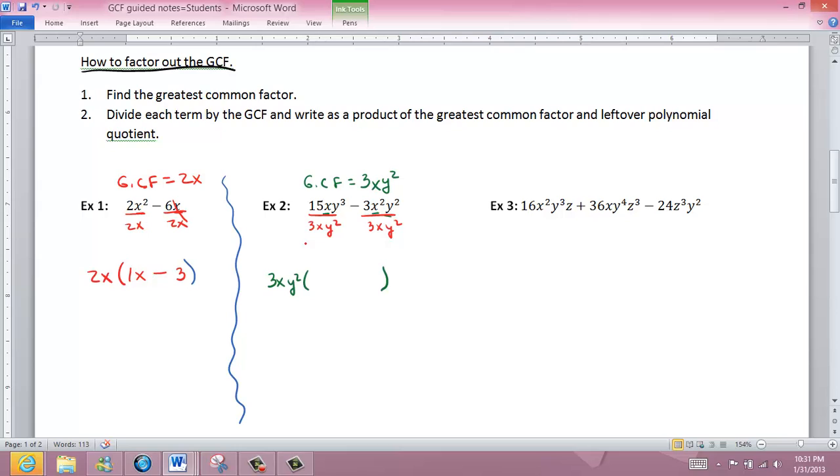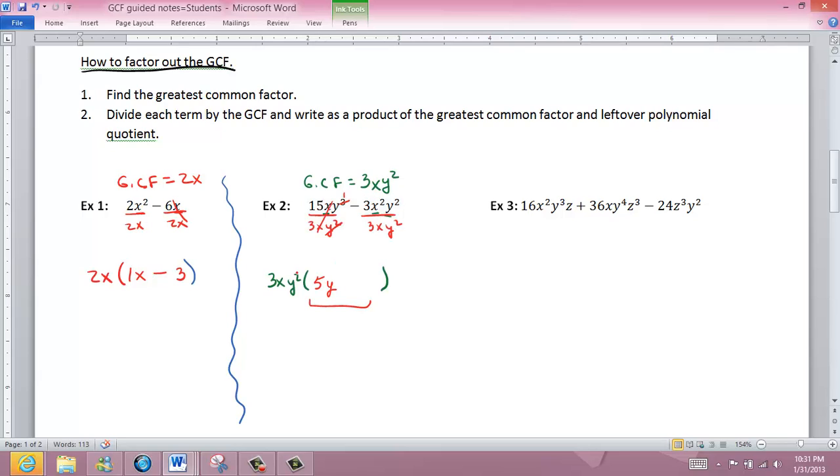Okay, and whatever I get left over is going to be what's going inside these parentheses. So, 15 divided by 3 is 5. I have 1x on top, 1x on bottom. They cancel out. If I have 3 y's on top, 2 y's on bottom, I can cancel out 2. Alright, if I take 2 off the top, how many do I have left?